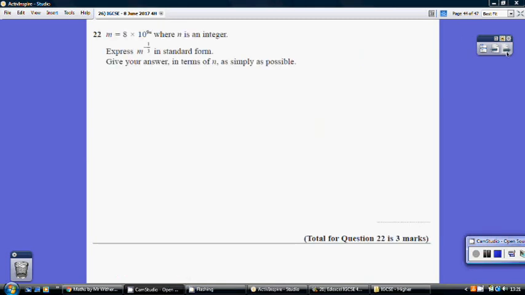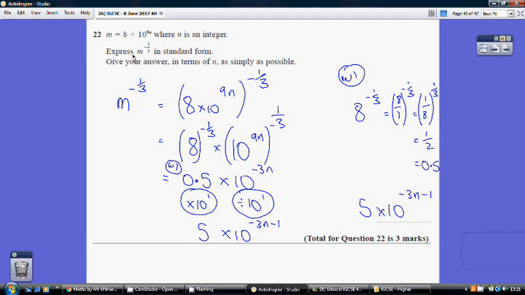Question 22. So I have to express m to the power of minus a third in standard form. So m is this, so it's going to be this to the power of minus a third. So I can apply the minus a third power to each of the components. So I'm going to have 8 to the minus a third multiplied by 10 to the 9n, to the minus a third. Now this 8 to the minus a third, I can just pop straight into my calculator to get 0.5.